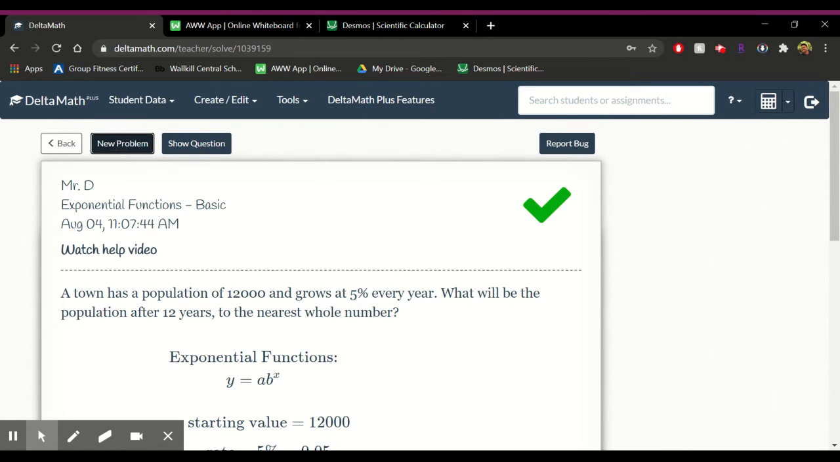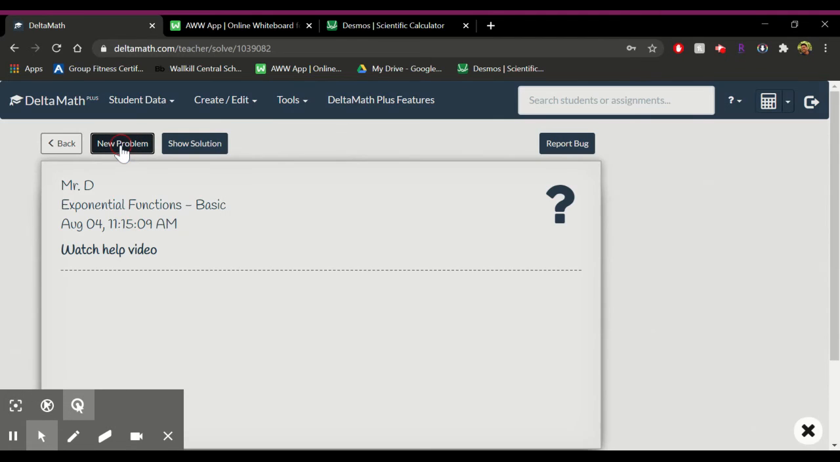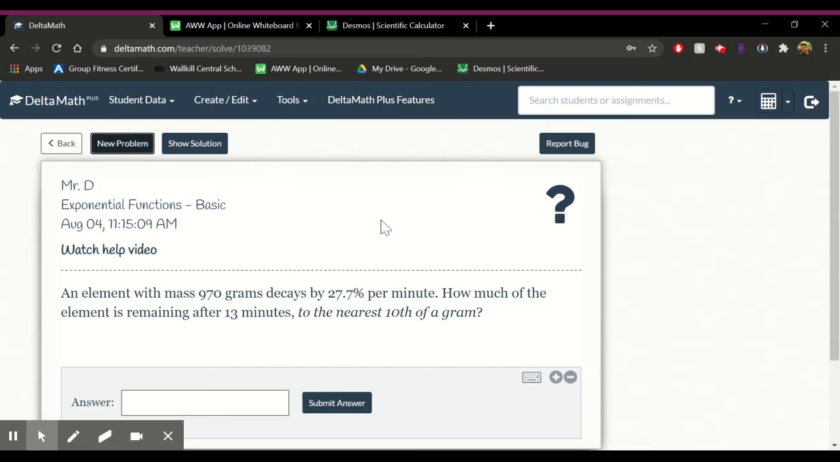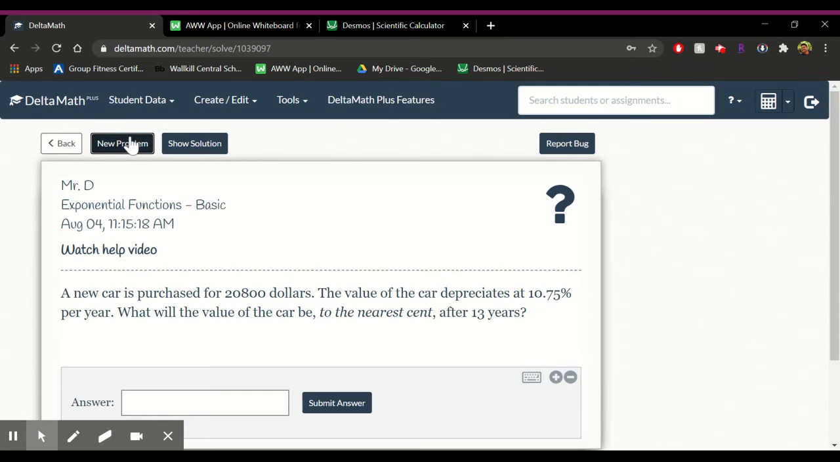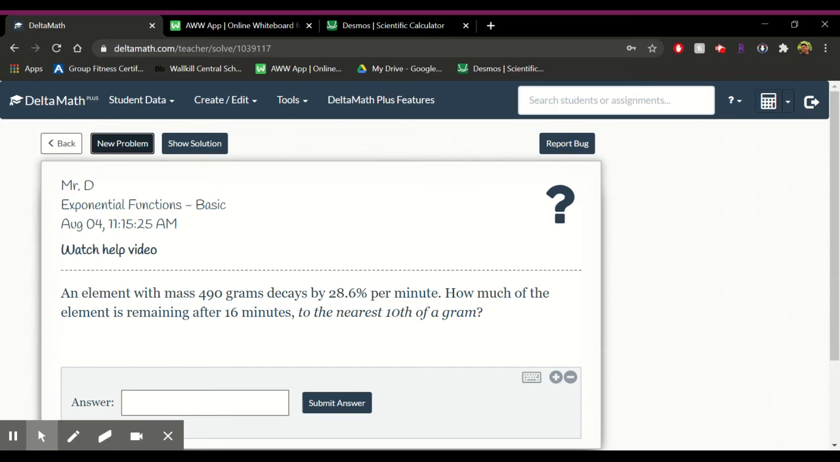Okay. Let's look at another problem. Let's try to do another growth one. That decays. Let's do a growth one. Depreciates. Man, these are all depreciating. Let's do a growth one. All right, here we go.